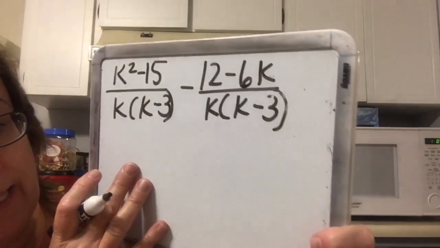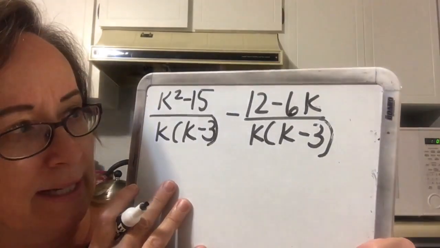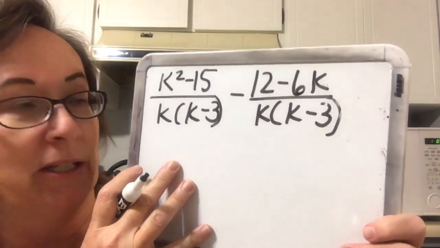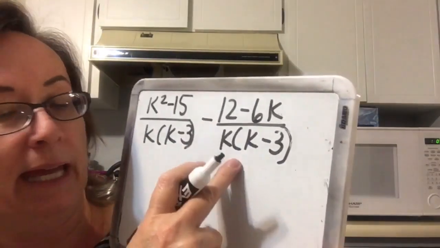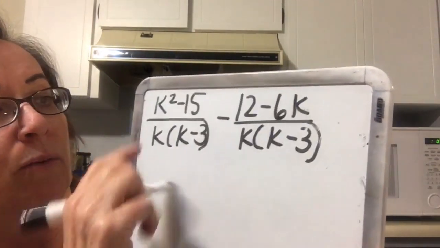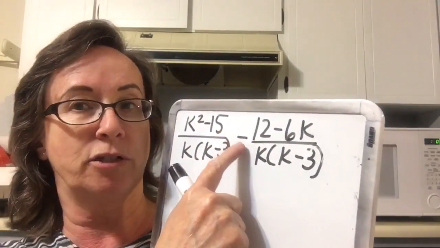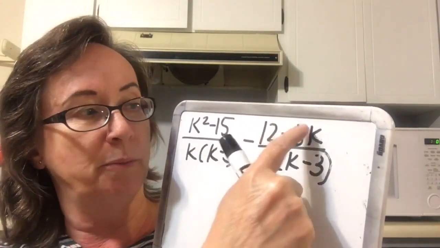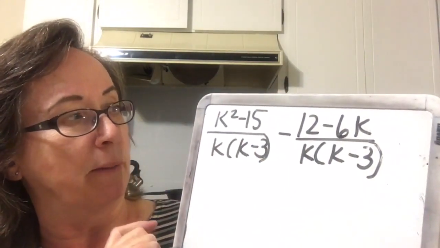All right, so this is the last one we're going to do with common denominators already done for us, because the rest of them we're going to have to do that ourselves. So we have a k times k minus 3 and a k times k minus 3. We do have a minus sign, so we're going to have to be careful to distribute this minus sign to both of the terms of the numerator following the minus sign.